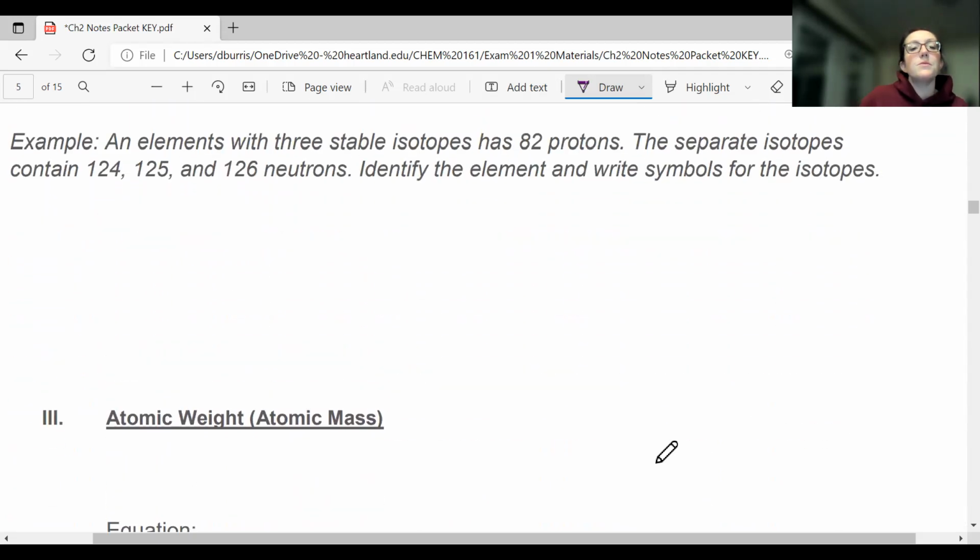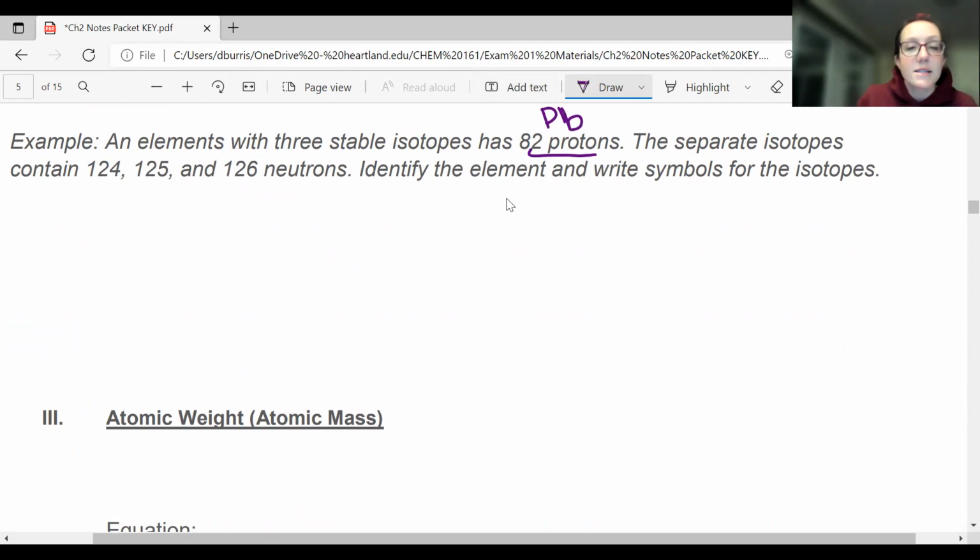Okay, so an element with 3 stable isotopes has 82 protons. Now, if you know how many protons it is, you can tell what the element it is. So go check out your periodic table, or you can also go to ptable.com. That's the one I use a lot of the time when I'm at home. And you would see that something that has 82 protons is lead, Pb.